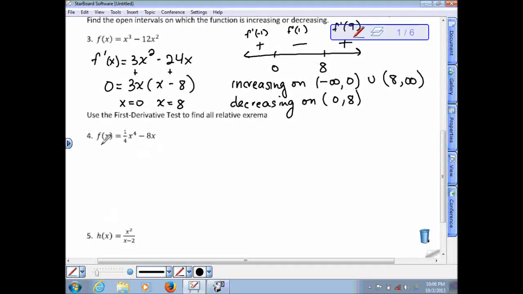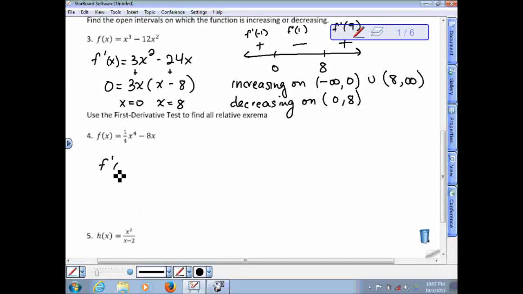Question 4 and 5 actually come from 3.2. I've mislabeled the review. These two are from 3.2. The first derivative test to find relative extrema. This is where the graph has a relative minimum or a maximum. Okay, we find the first derivative, set it equal to 0 to find critical values, and then decide using the first derivative test whether or not they're relative minimums or relative maximums.